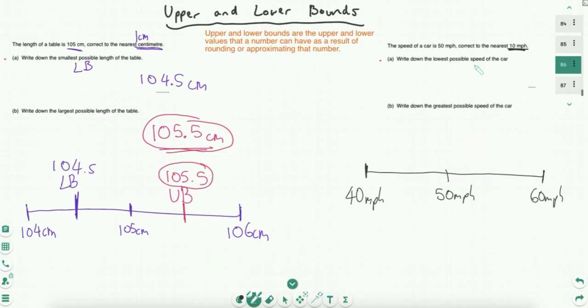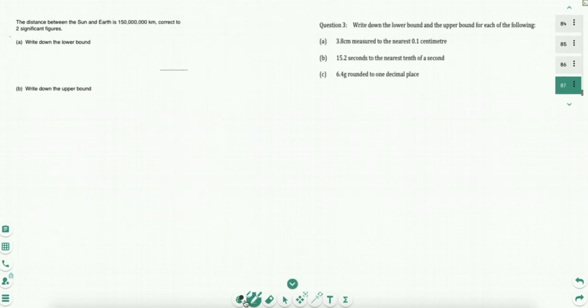To find the lowest possible speed, it's the midpoint here. So the lower bound will be the midpoint of 40 and 50, which is 45. So that's the lowest possible speed, 45 miles per hour. The greatest possible speed is the midpoint between 50 and 60, which is going to be the upper bound, and that's going to be 55 miles per hour. And that's it. Let's look at the next page.